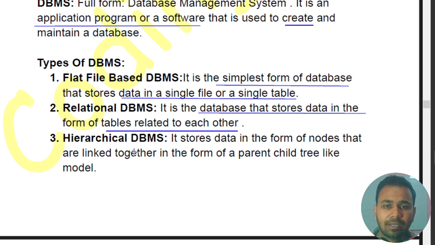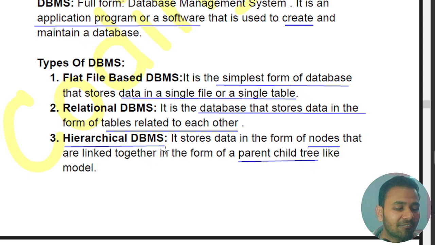Third category is hierarchical DBMS. It stores data in the form of nodes that are linked together in the form of a parent-child, tree-like model. So there has to be a parent, there has to be a child, and the linking between various nodes or elements of data is shown in the linkage of parent and child relationship. It is like a family tree. You must have seen there are grandfathers, then parents, and then their children. So all the data gets related to one another, falling in a tree-like relationship.